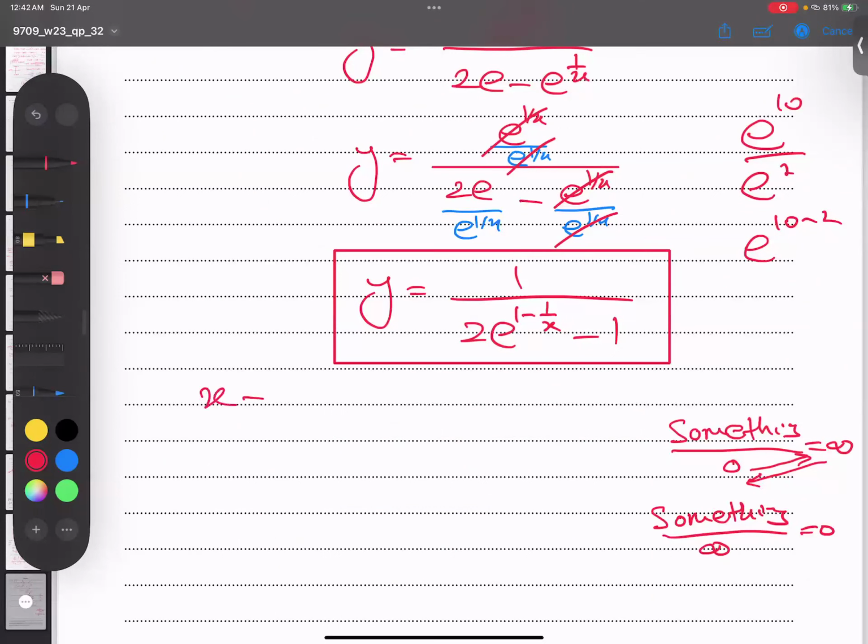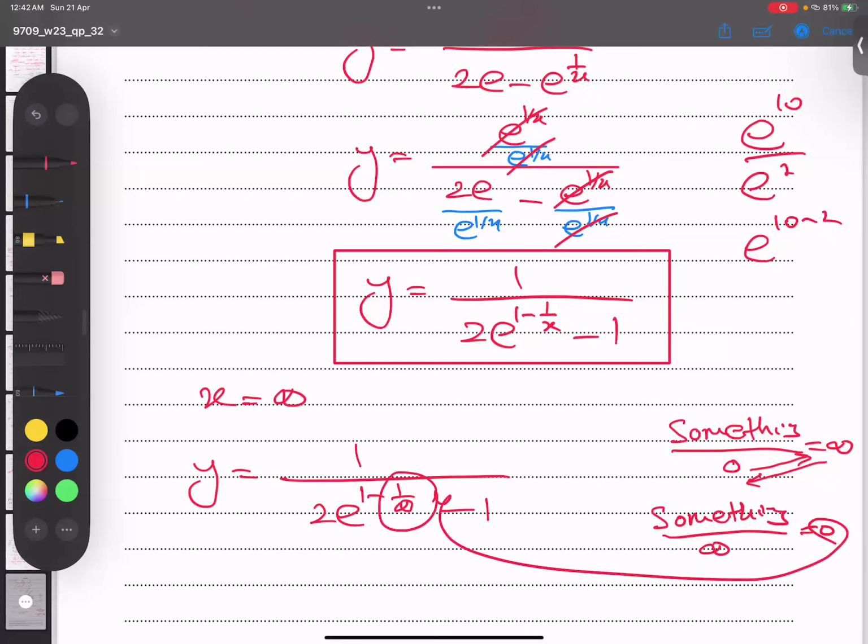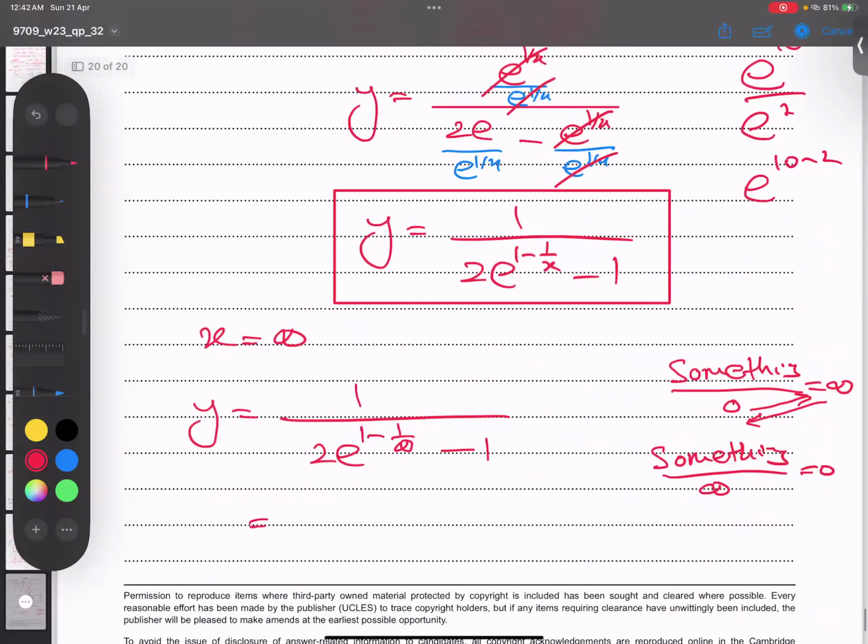If I plug in x equal to infinity, then what will happen, students? Inshallah, you will understand: e to the power 1 minus 1 over infinity. And 1 over infinity is what? 0. I believe you got my point. So this is e to the power 1, minus 0, so 1 minus 0 is 1. The 1 you write or you don't write. So this is our final form. He was asking for the exact form.